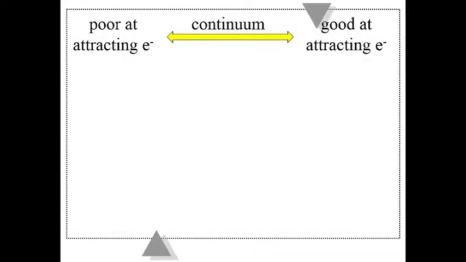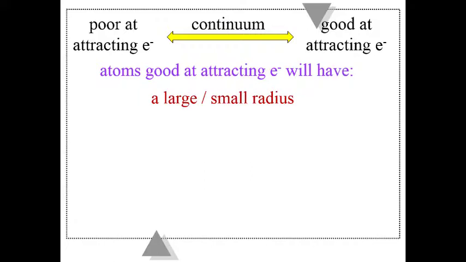It may be helpful to think about a continuum. At one end, there are atoms that are poor at attracting electrons. At the other end, there are atoms that are good at attracting electrons. Let's think about atoms at the right-hand end of the continuum, those that are good at attracting electrons. How is that reflected in these atomic properties? First, what about the size or radius of the atom? Would it be large or small? Well, if you're good at attracting electrons, you're going to pull them in closer to the center, so you will have a small radius.